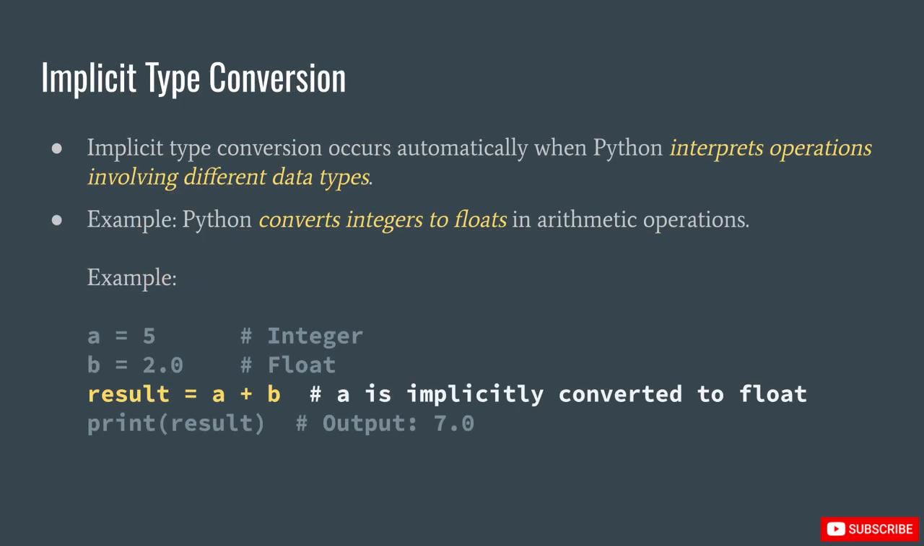Implicit type conversion happens automatically when Python needs to perform operations involving different data types. For example, if you add an integer and a float, Python will automatically convert the integer to a float before performing the operation.